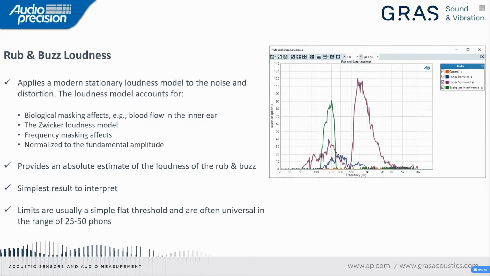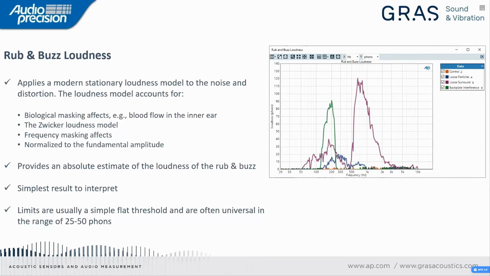And then rub and buzz loudness. As we mentioned, it applies a modern stationary loudness model to the noise and distortion. The model accounts for biological masking effects, e.g. blood flow in the inner ear, the Zwicker loudness model, frequency masking effects, and it's normalized to the fundamental amplitude.